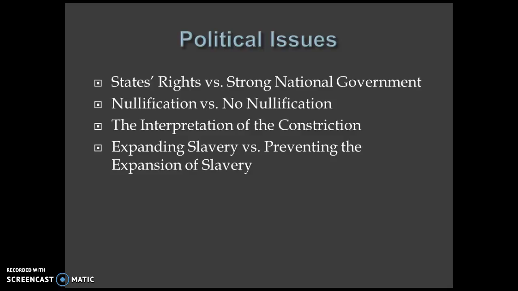And of course, the two sides are going to have very different opinions on the future of slavery. Should it be allowed to expand, or should it have to cease expanding and remain only in the states in which it was prior to the country expanding into new territories? So let's get into all this.